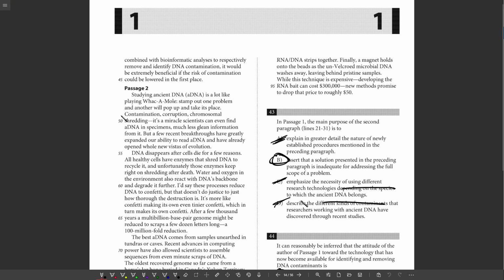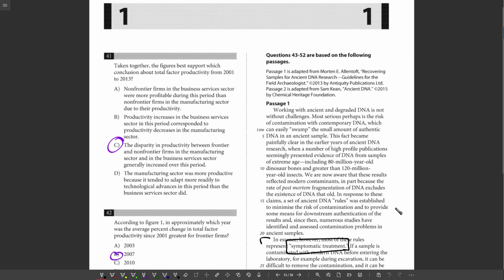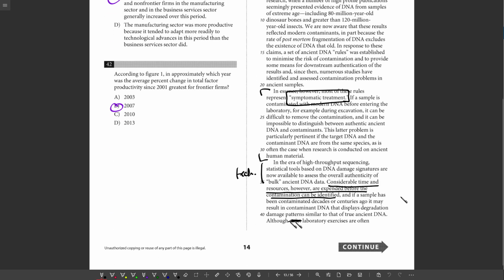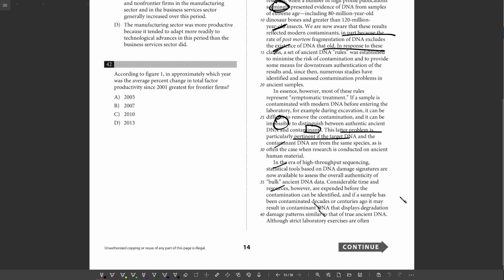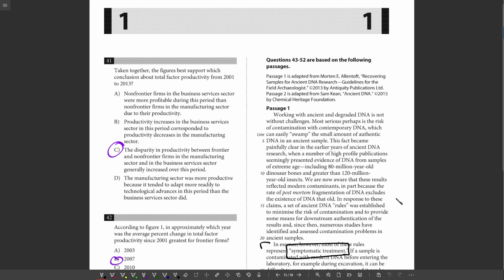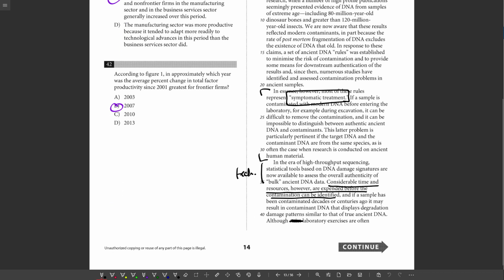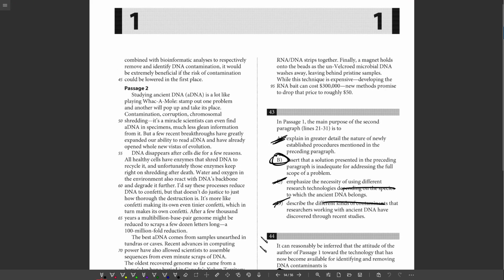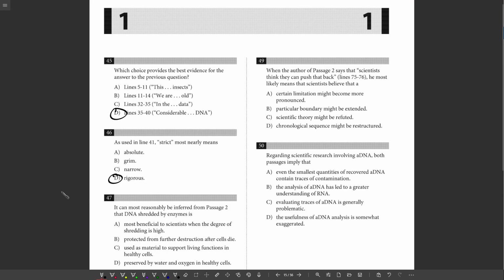46, line 41, strict. Although blank laboratory exercises are often combined with bioinformatic analyses to respectively remove and identify DNA contamination, et cetera. So strict, hard not to use the word that's going to end up being the answer here, but really say something like particular and exacting. Right? There's very rigorous, as the answer is going to be, rules that are being followed here. And so, yeah, when I look at my choices, I like rigorous.